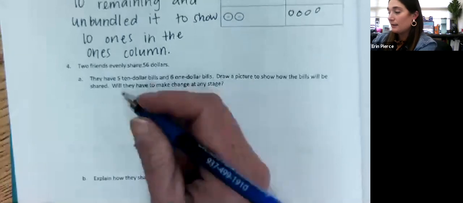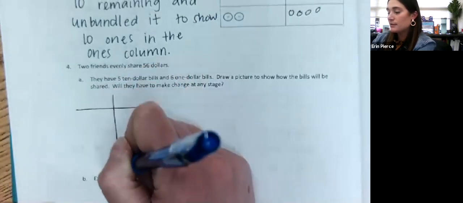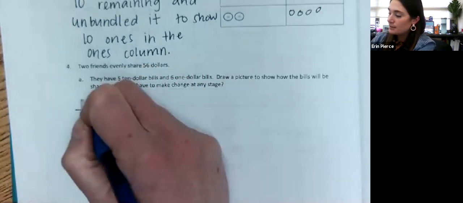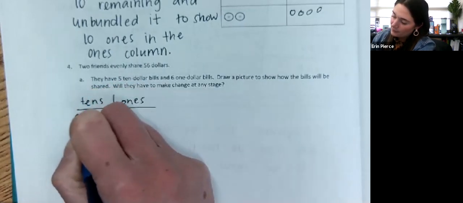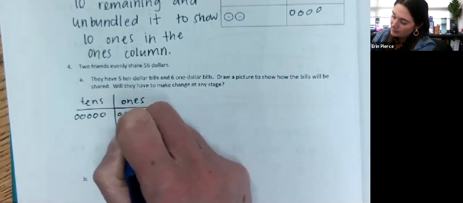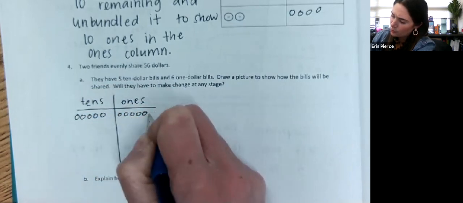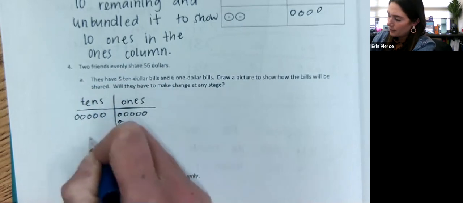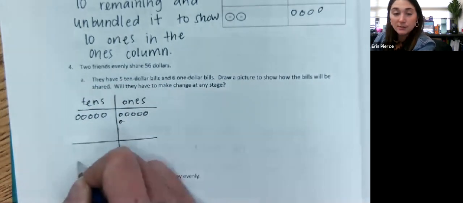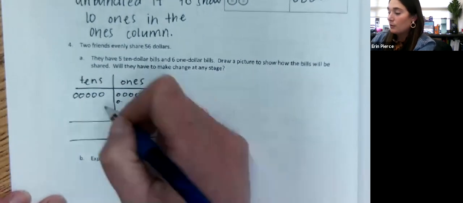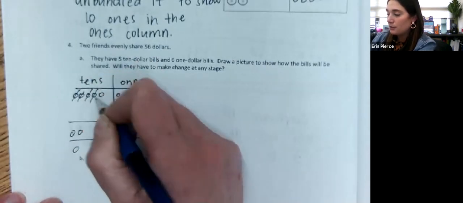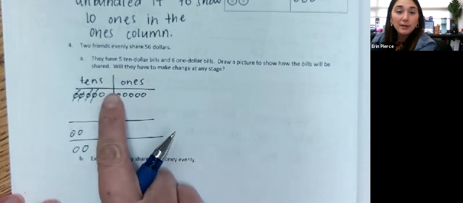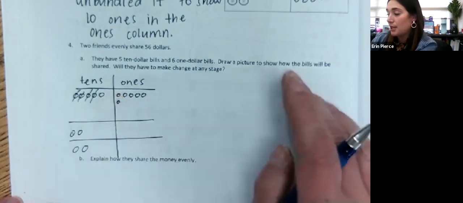So this is exactly like a tens and a ones chart, right? Tens, ones. We have 5 tens, 6 ones. And we're splitting it into 2 groups. 1, 2, 1, 2. We have a $10 bill left. This is the stage they would have to make change.